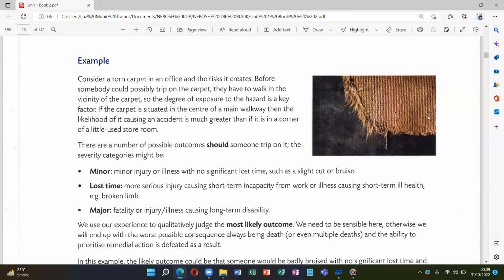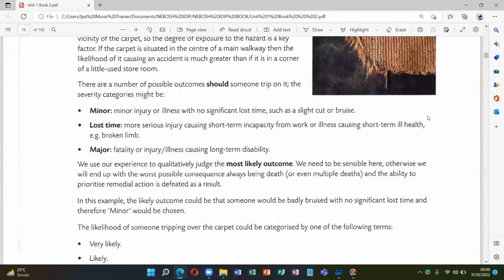There are a number of possible outcomes should someone trip on it. The severity categories might be: minor, minor injury or illness with no significant lost time, such as a slight cut or bruise; lost time, more serious injury causing short-term incapacity from work or illness causing short-term ill health, e.g. a broken limb; major, fatality or injury or illness causing long-term disability.